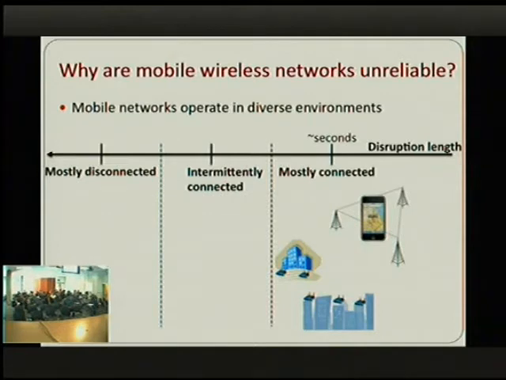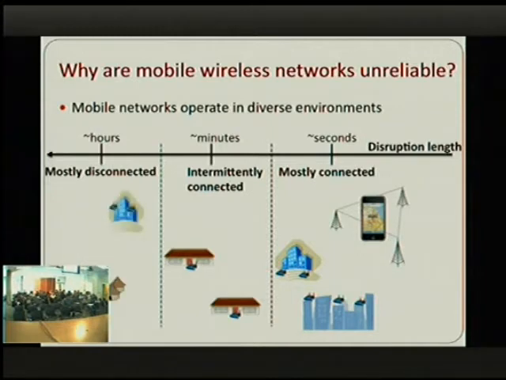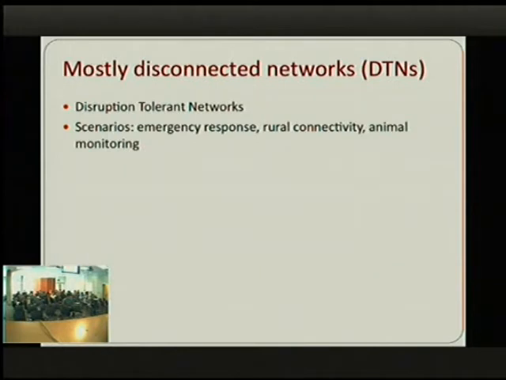And then intermittently connected networks are those where disruptions can last a few minutes. For example, in semi-urban areas where there are coverage holes. And finally, the mostly disconnected end of the spectrum is where you might be disrupted for a few hours. For example, in rural areas where there is no infrastructure. So let's look at some of these environments to see why disruptions occur and why the network is unreliable. I'm actually going to start from one end of the spectrum, namely the mostly disconnected network.